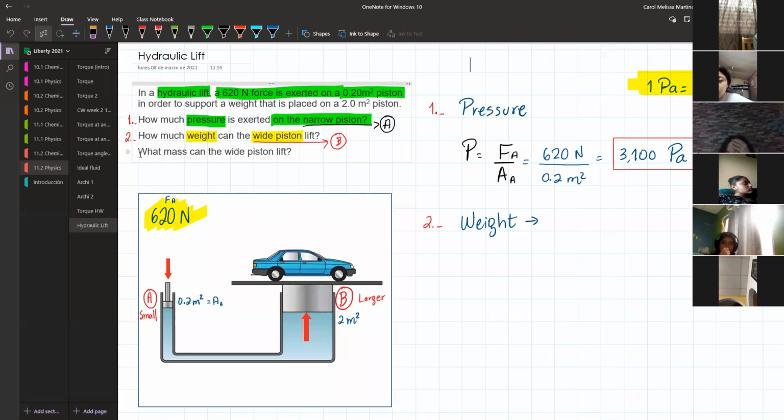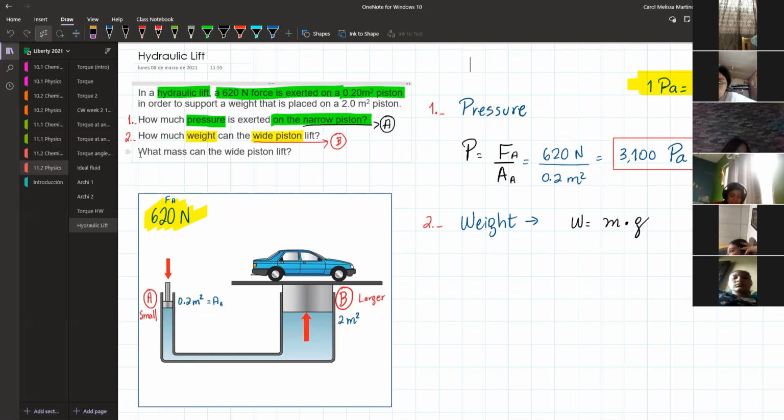Okay, what is the equation for weight? Weight is equal to mass times gravity, okay? Mass is measured in kilograms. Gravity is measured in meters over seconds squared. But in the end, weight is measured in what units? Newtons. Newton is the way that we measure the weight.